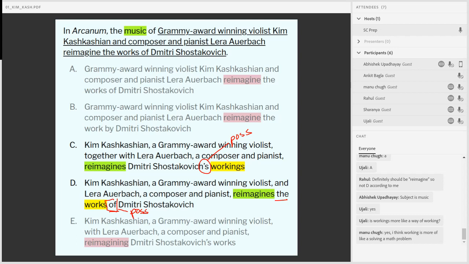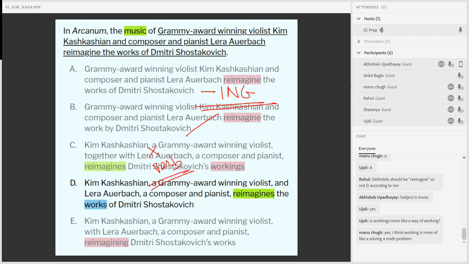All right. So we're done with this particular question. But one last thing. In option E, "reimagining," that you see over there, I just want you to remember one thing. Anytime you see an "ing," that "ing" can never be a full verb. At max, it can be part of a verb.